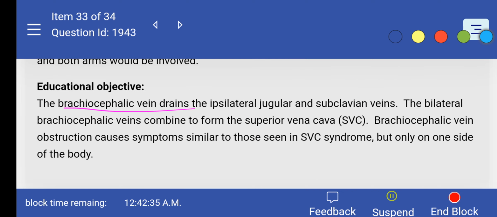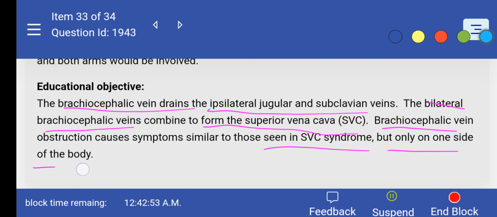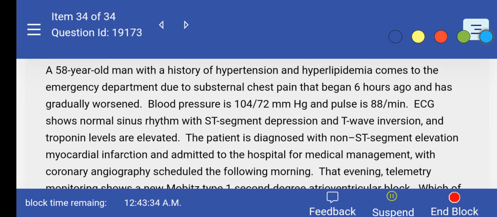So the brachiocephalic vein drains the ipsilateral jugular vein and subclavian vein. The bilateral brachiocephalic veins combine to form the superior vena cava. Brachiocephalic vein obstruction causes symptoms similar to those seen in superior vena cava syndrome, but only on one side of the body, right? Okay, this is the last and final question for this cardiac anatomy session.